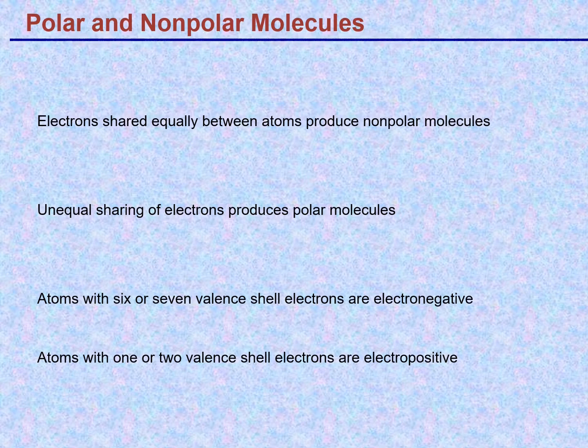Typically, if you have a larger number of valence shells, they're more electronegative, and if the electrons are in atoms with fewer valence shells, they're more electropositive. I'm not sure if I can show a good example of that. It's the unequal sharing that produces polar molecules. They're polar, they have an unequal distribution of charge around them, and you'll see what that means.